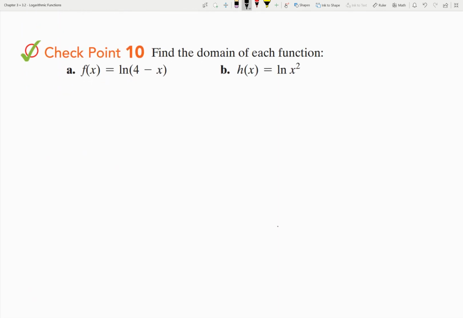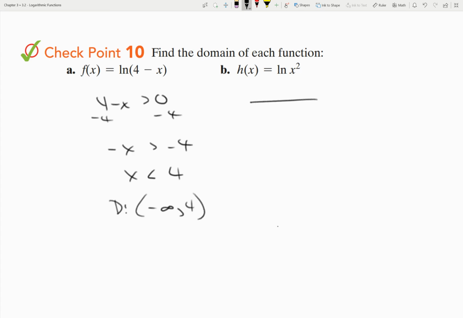So again, we'll get this one right this time. Subtract the 4 from both sides, negative 4. So x is less than or equal to a positive 4. So my domain is from negative infinity to 4. And here my root is 0, right? X squared has to be greater than 0. Square root x is still greater than 0.